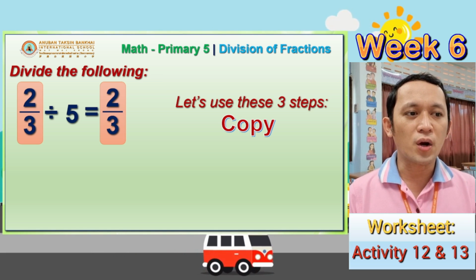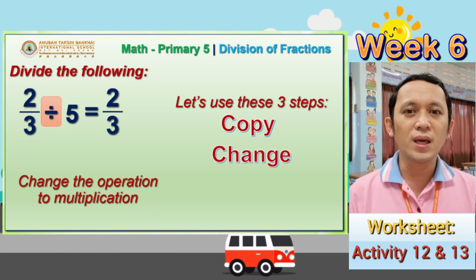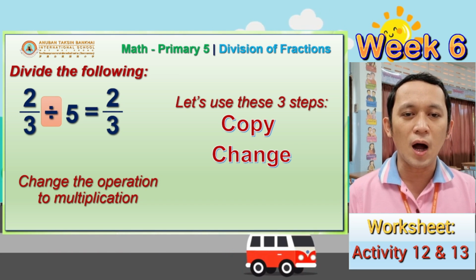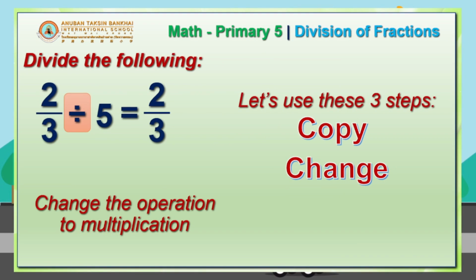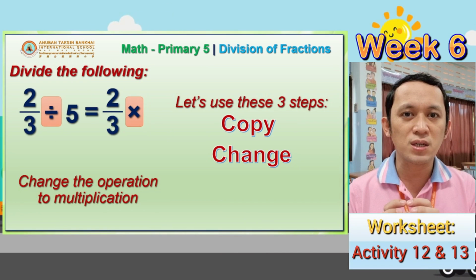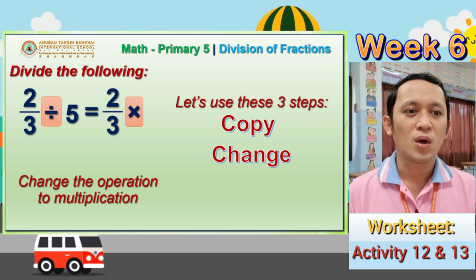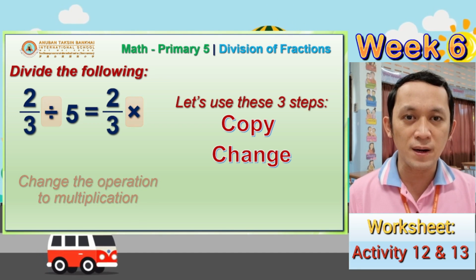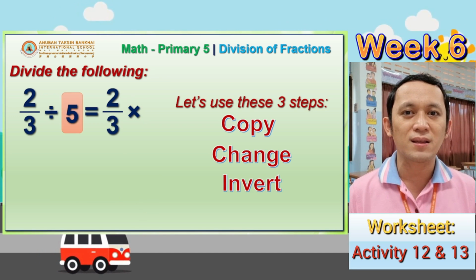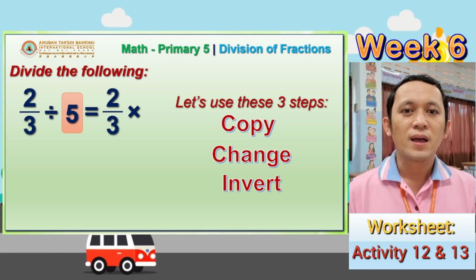Next step, we are going to change. So we are going to change our operation to multiplication, meaning instead of writing or using division, we are going to use multiplication. So we change division to multiplication. Okay? Next, we are going to invert, meaning we are going to get the reciprocal of this number.